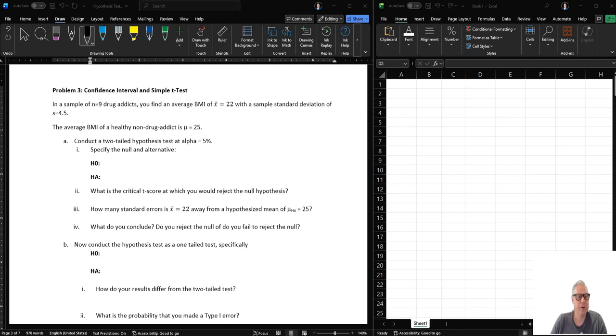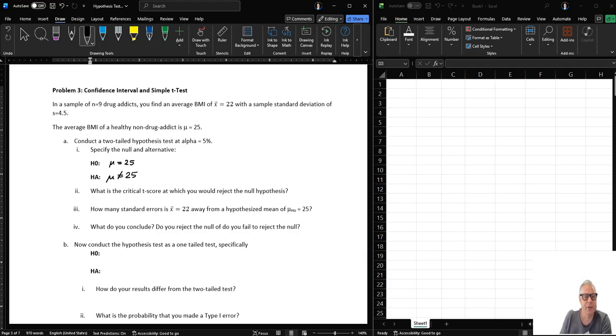So, okay, conduct the two-tailed hypothesis test at alpha equals 5%. Specify the null and the alternative. Okay, so the null would be that the population mean, mu, is actually equal to 25. And the alternative in a two-tailed test is no, the mean is unequal to 25.